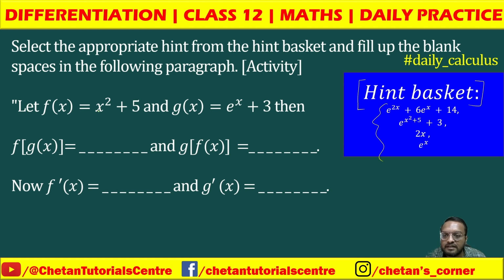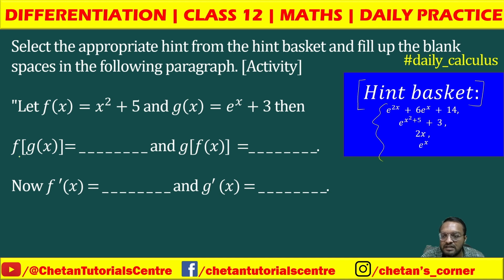Let f of x is equal to x square plus 5. So this is the function f of x which is equal to x square plus 5, and g of x is equal to e raised to x plus 3. Now this is the value of f of x and g of x. Then the value of f of g x will be, now using this f of x and g of x, we have to find the value of f of g x.